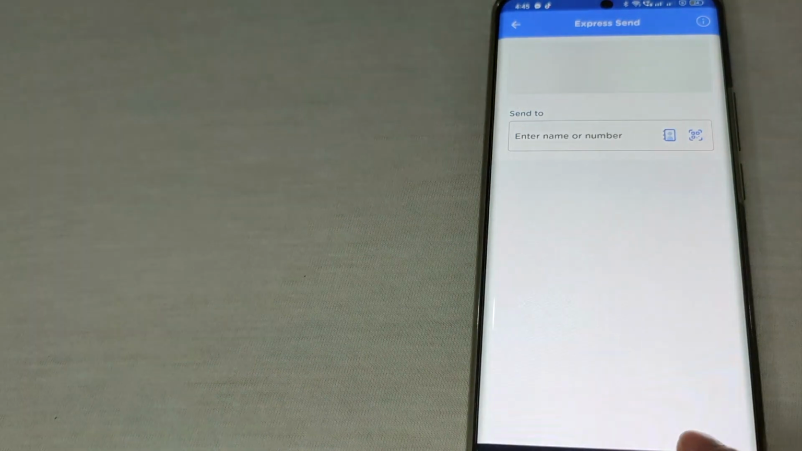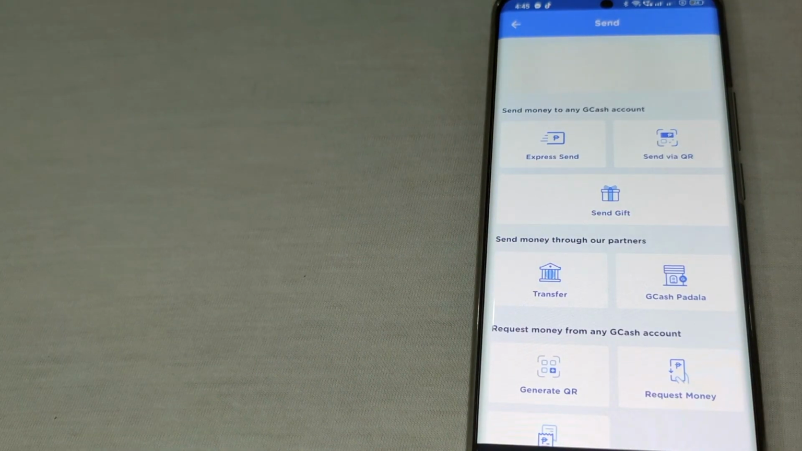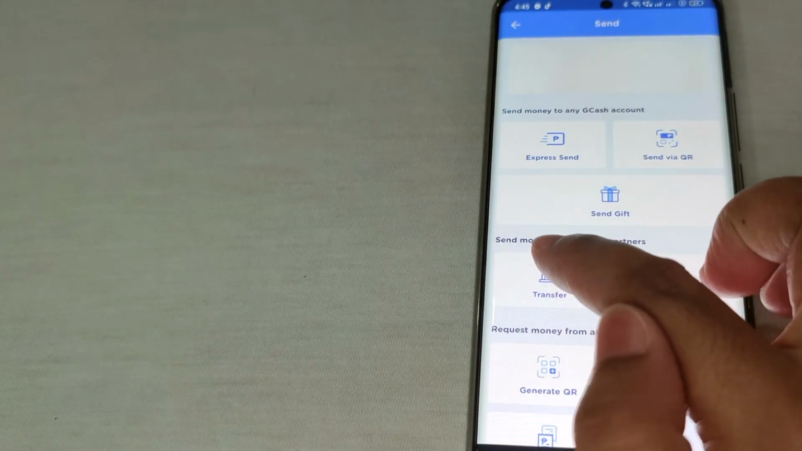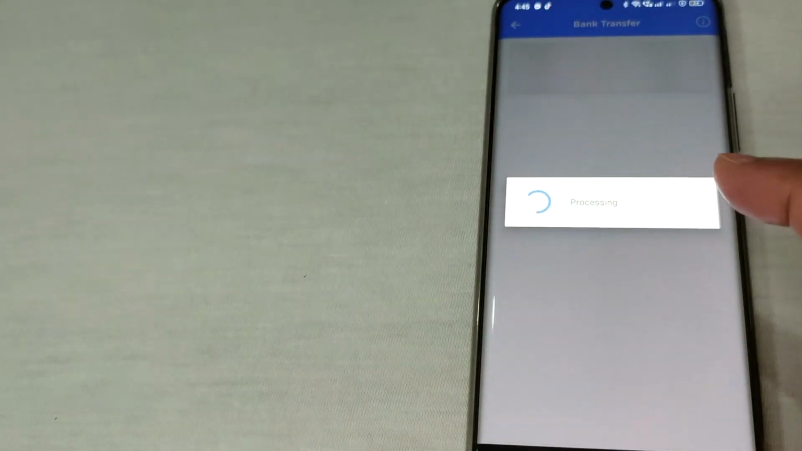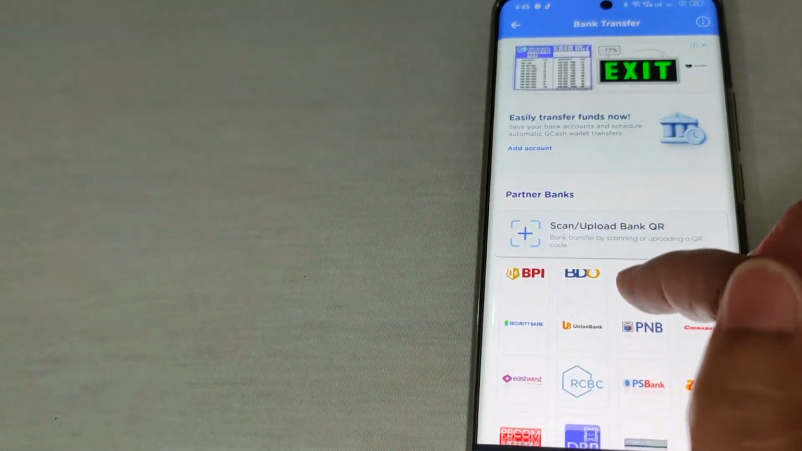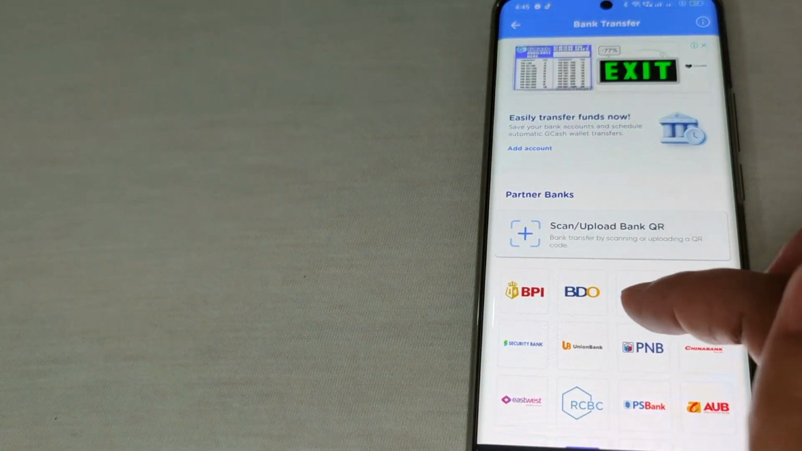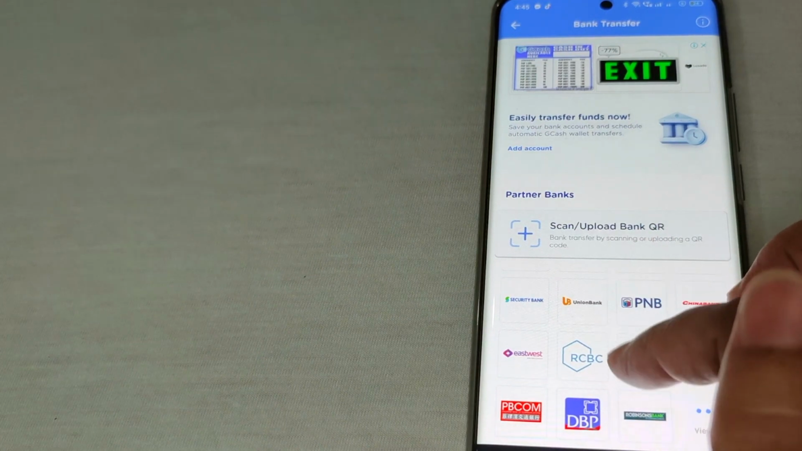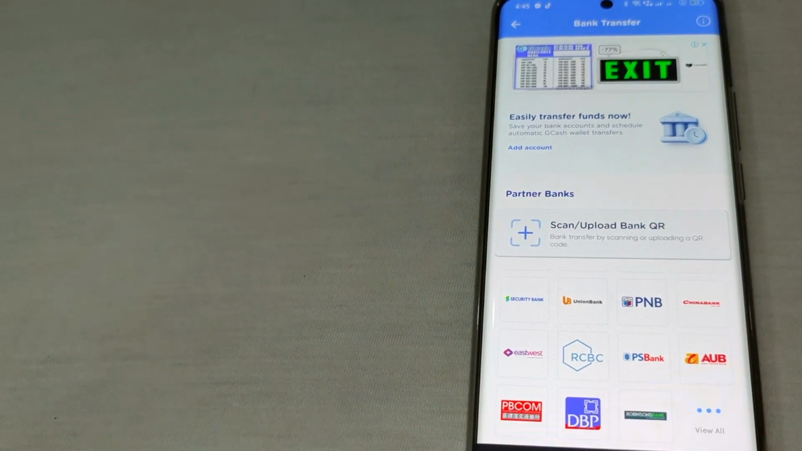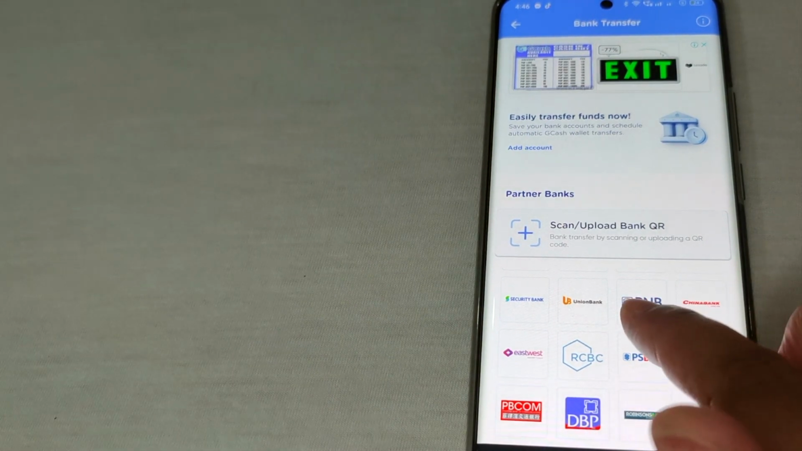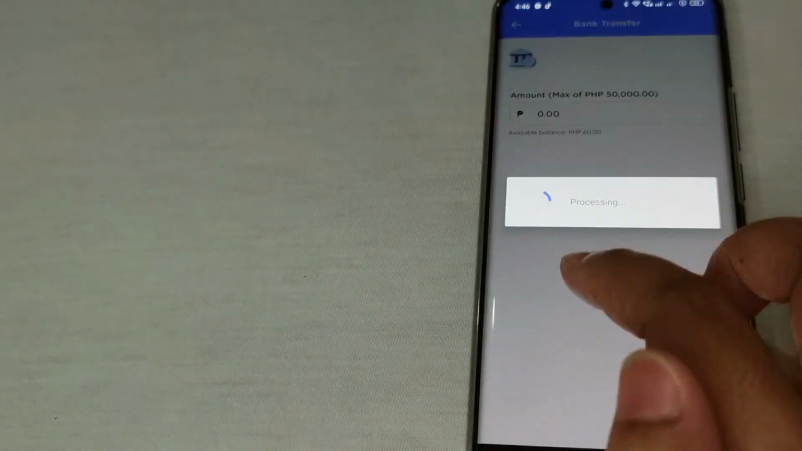Alright, the next is when you are going to send the money through bank transfer, then you can also do that by tapping the word Transfer. After that, you have your choices of the banks where you would like to send the money. Let's say, for example, we are going to send the money through BDO.